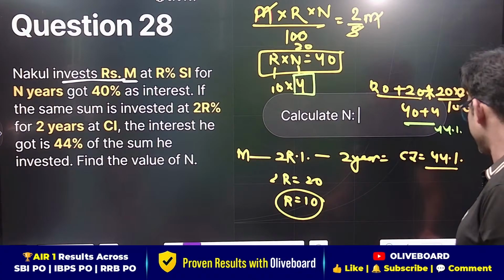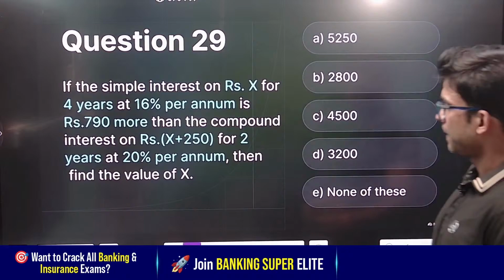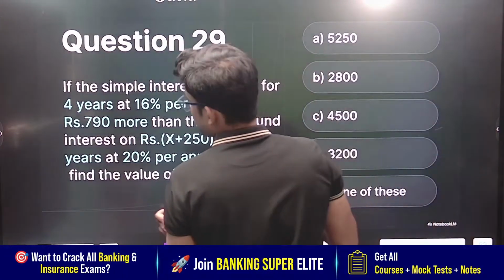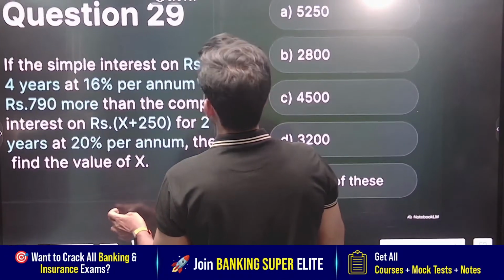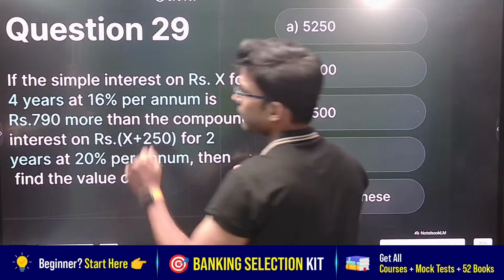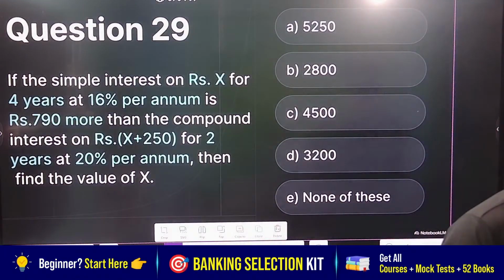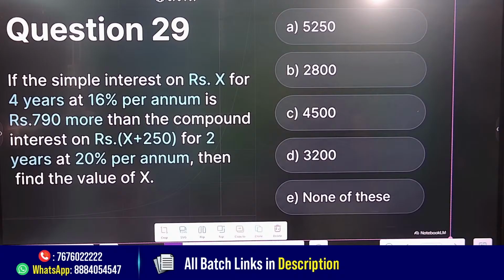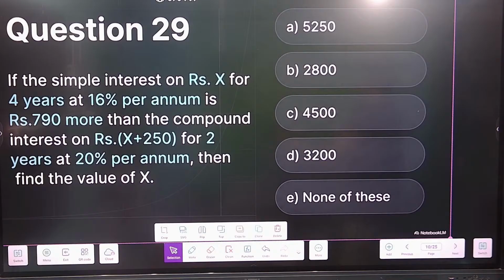Okay, let me just go for the next one. Solve again. So all the questions which we are discussing today are basically variable based.